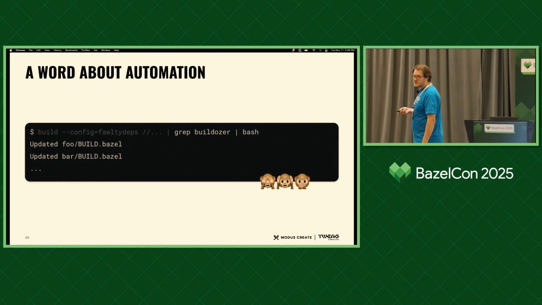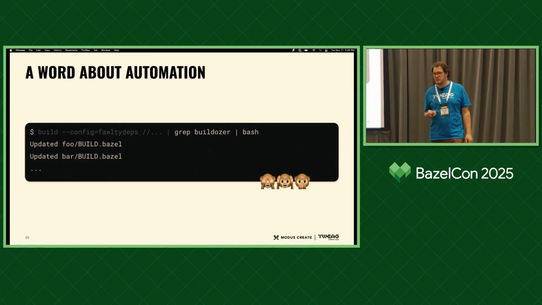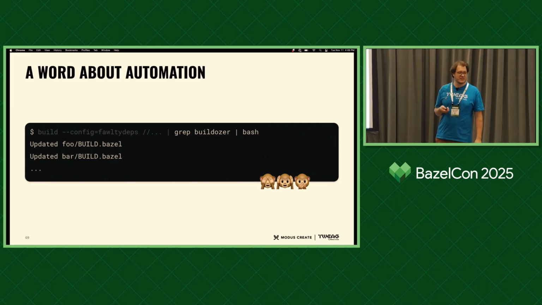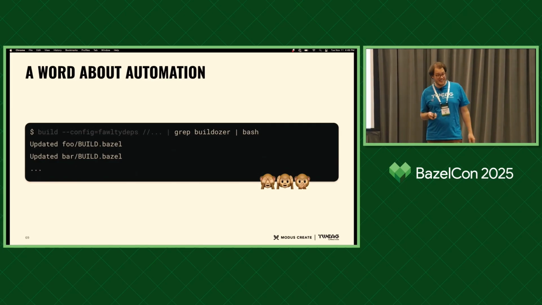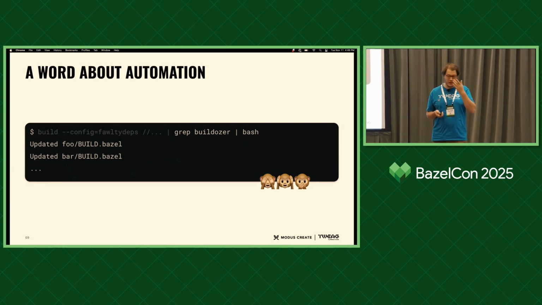Like I said, it emits a buildozer command, right? So if you grep for this, you can pass it to bash and you have automation. It works surprisingly well. I wouldn't recommend that, but in the end, I've been using that over and over, and it's pretty neat.